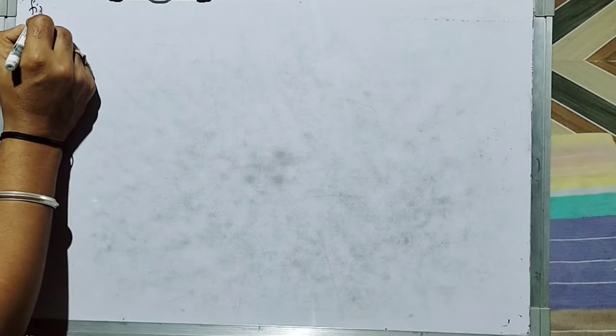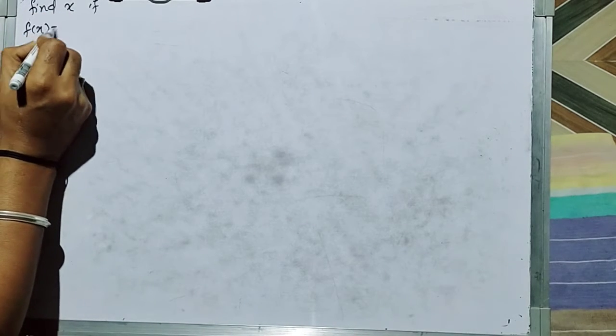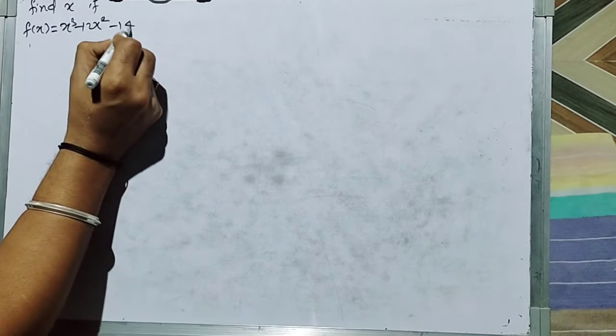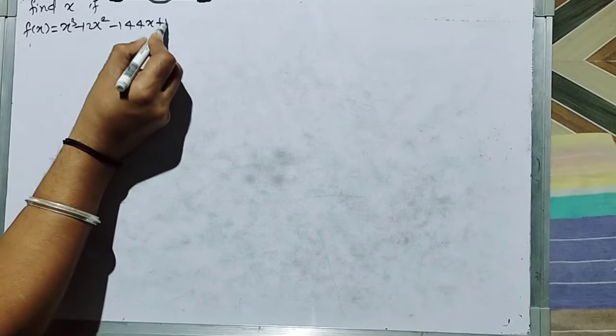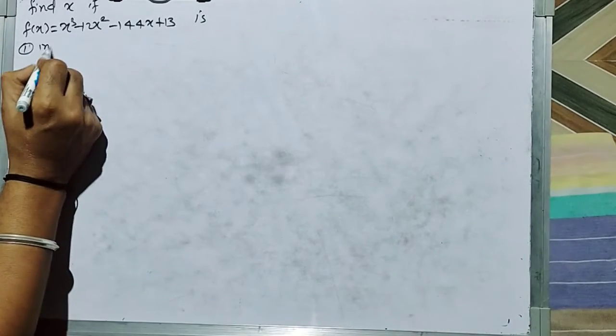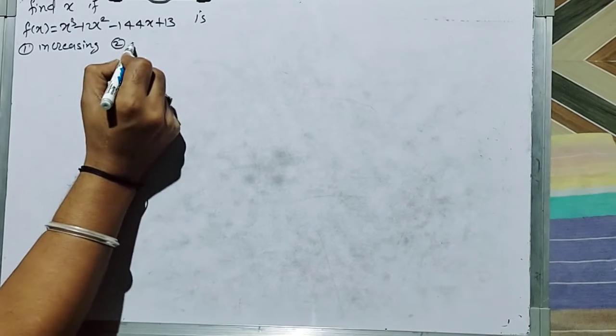So find the value of x. Find x if f of x equals x cube minus of 12x square minus of 144x plus 30 is, first, increasing, and secondly, decreasing.